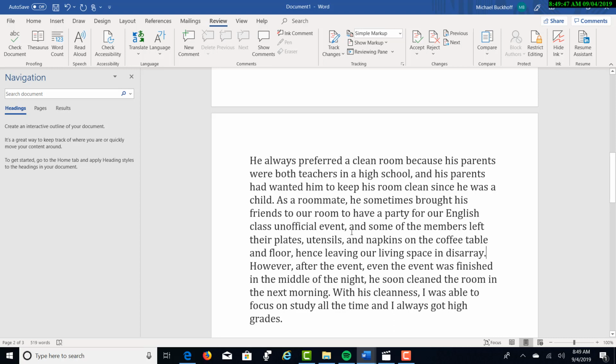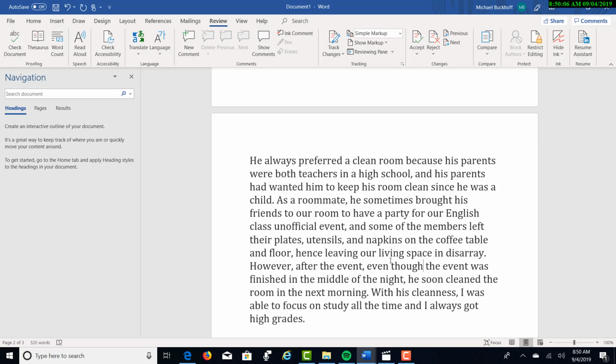Okay, I think we have it here. So we have hence leaving our living space in disarray. However, after the event, even, I'm going to put here, let's put even though, I think, because even if I said even Tom is going to the party, you're using that as an adverb to show unexpected result, but you're not introducing what's called a dependent clause. In this case, you have, however, after the event, even though the event was finished in the middle of the night, he soon cleaned the room the next morning.